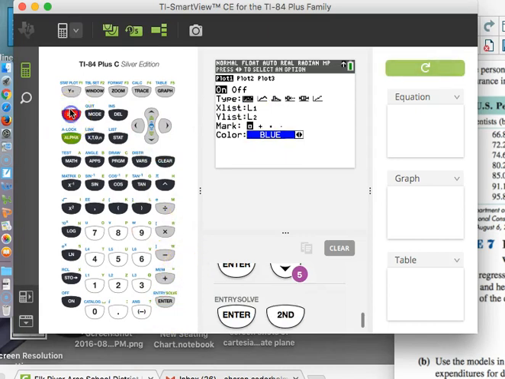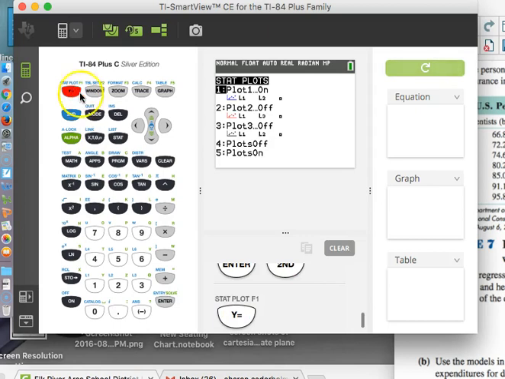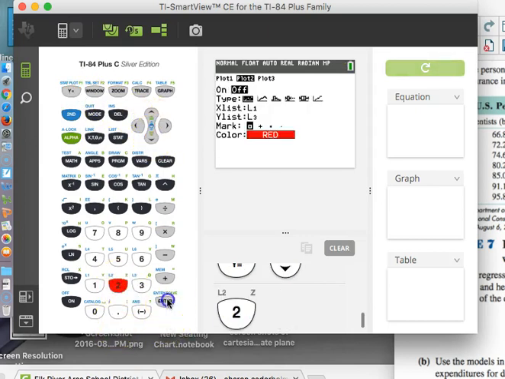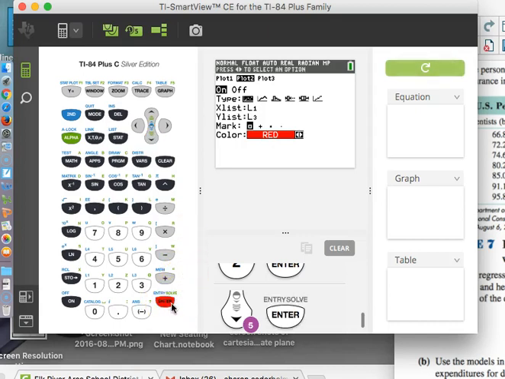But I also need a second stat plot. So second y equals, I'm going to go down into the second one, and I'm going to turn that one on. But notice this time, this is going to use list 1 and list 3. And that's because I want to see the years along with the health insurance numbers, and those would be list 1 and list 3. All the way down and hit enter.